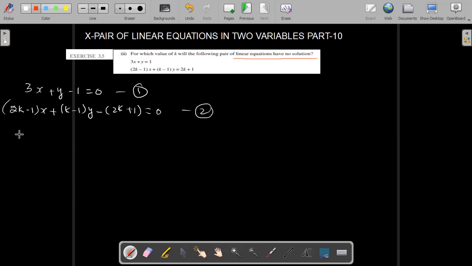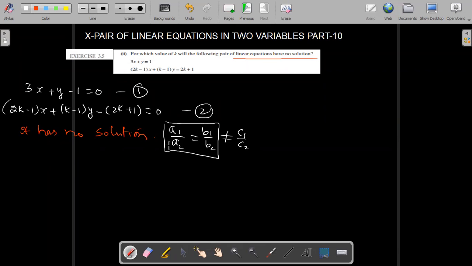So it has no solution. And this condition will be applied to get the value of k. So no solution means a1 upon a2 will be equal to b1 upon b2 and will not equal to c1 upon c2. So we don't need c1 upon c2. Only this part will give you the value of k.